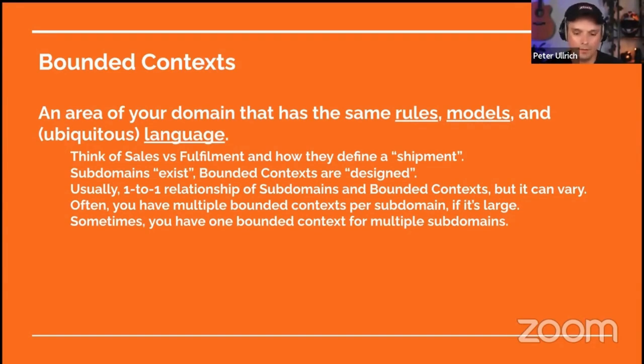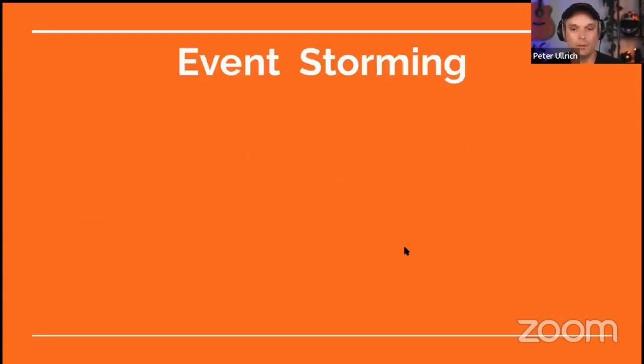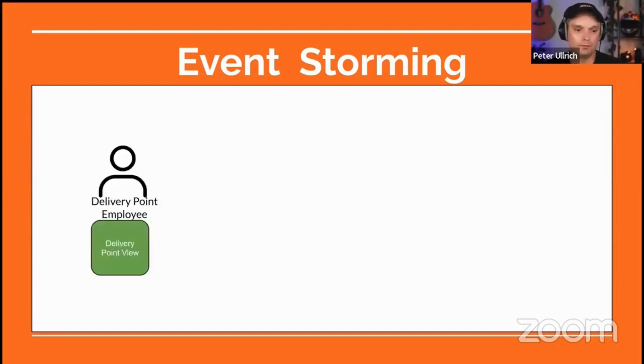Okay. Now, next up, how do you find these bounded contexts? The technique that I can recommend here is called event storming. Basically, what you do is you find a whiteboard, digital or physical, and then you get sticky notes and you do a couple of things.